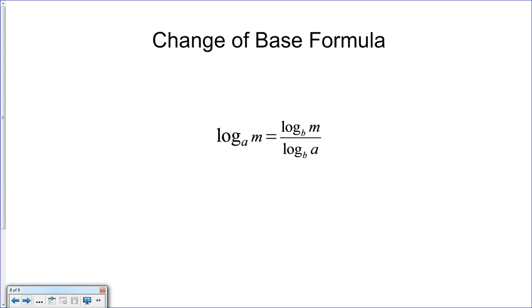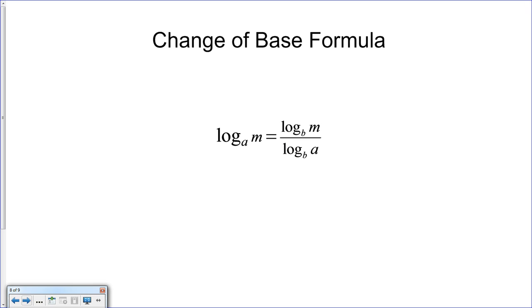Now, this equation, the change of base formula, is actually very, very useful because it lets us change the base on logarithms from a number that we don't necessarily want to work with into a number that we do want to work with. Now, if you look on your calculator, it can do two types of logarithms. It can do a log base 10, what's referred to as the common logarithm, and it can do a log base e, what's referred to as a natural logarithm.